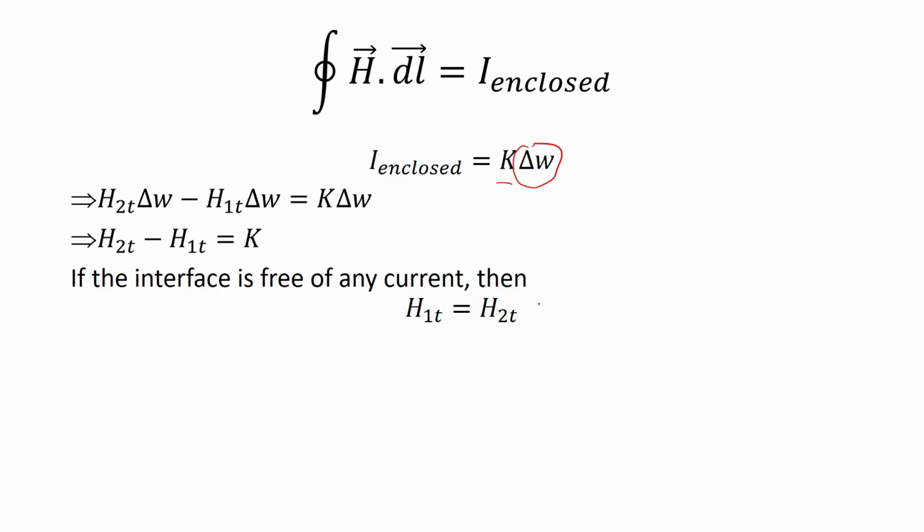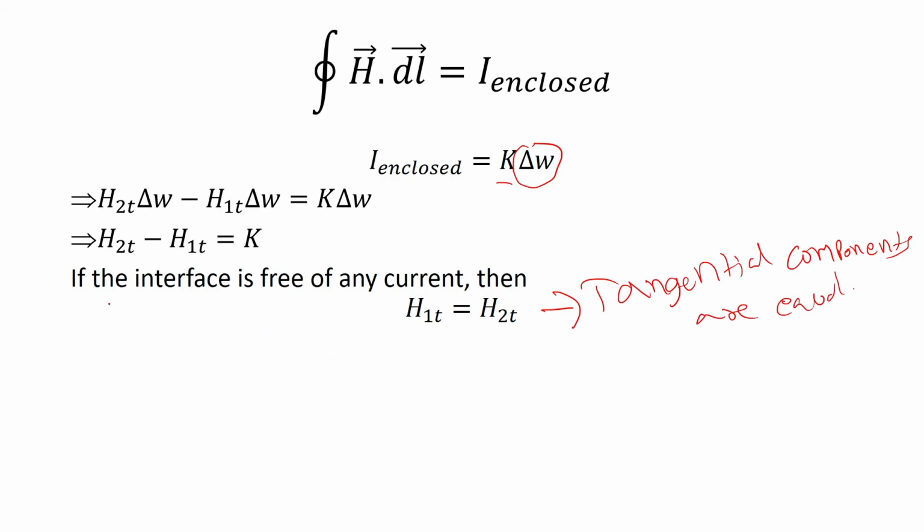That is, the tangential components are equal. Please understand that this is only possible if the interface is free of any current. If it is not so, then the difference between the tangential components of the magnetic field intensities would be equal to the linear current density at the interface. But if it is not having any current, then they are equal. The difference is 0.